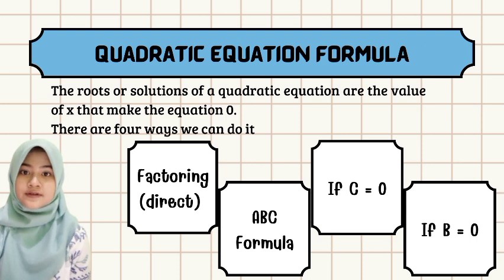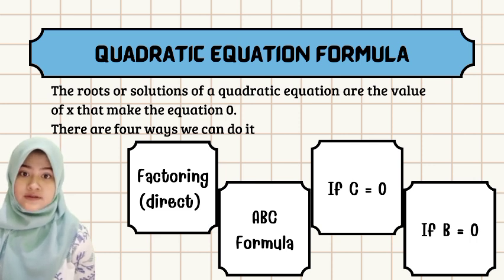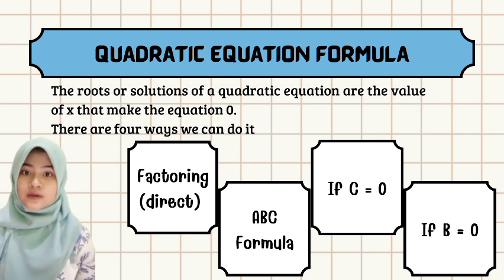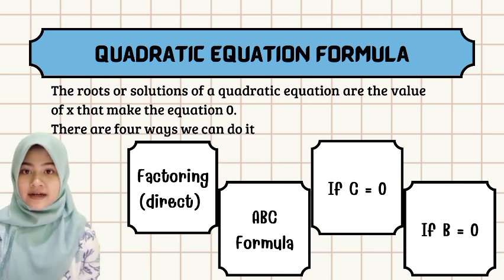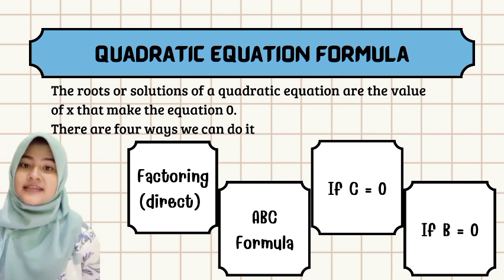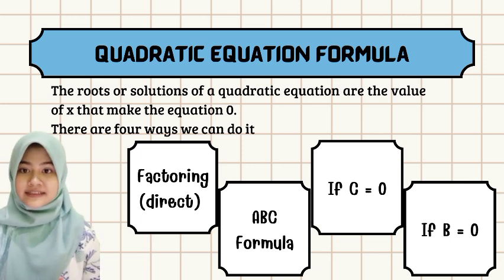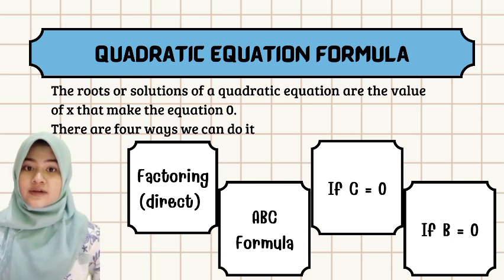Next, we have the quadratic equation formula. So, what is the formula of a quadratic equation to find the solution? The roots or solutions of a quadratic equation are the values of x that make the equation 0. There are 4 ways we can do it. The first is factoring or direct. The second one is the ABC formula. Third, if c equals 0. And the fourth, if p equals 0.